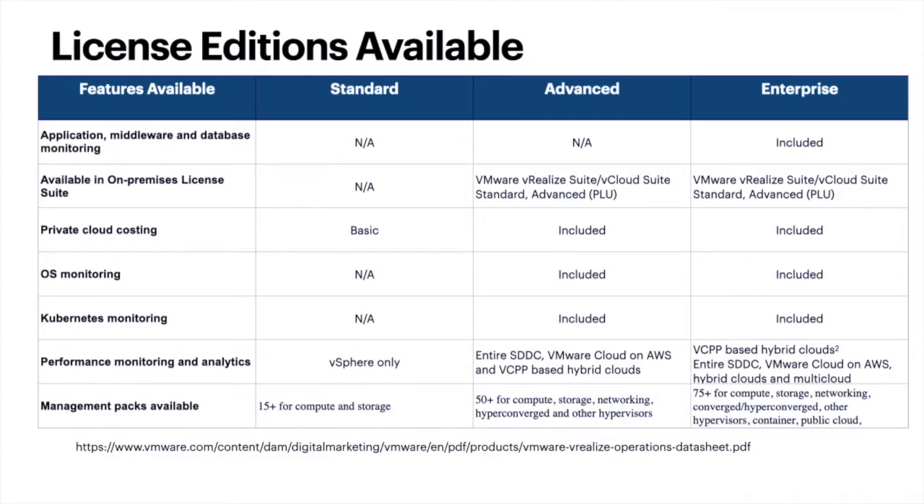And then the next one is the on-premise license suite, and this is available only in Advanced and Enterprise edition. And then comes the private cloud costing. This feature was available as a separate product, which we used to call vRealize Business. This has been discontinued from 8 onwards; until 7.6 it is available, and this feature is available in Standard as a very basic function.